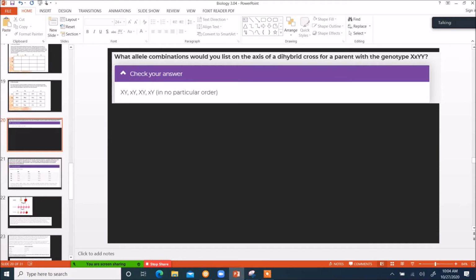All right. So how did they get these different combinations here? You see this capital X, capital Y, lowercase x, capital Y. How did they get these combinations? What did we do?